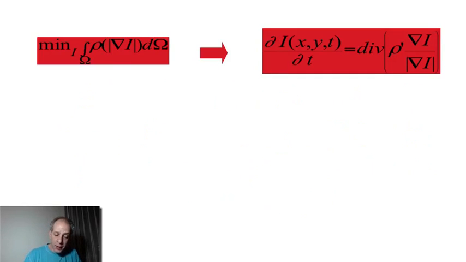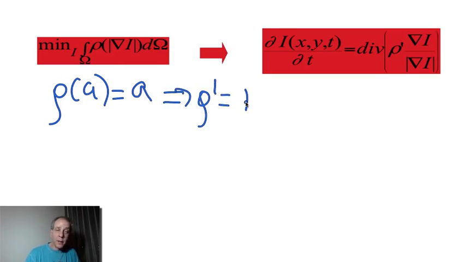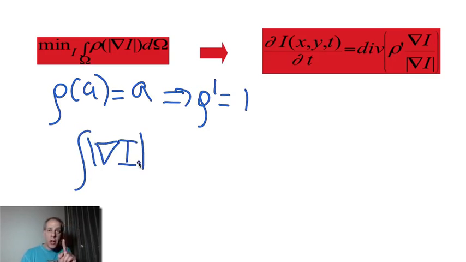Let's just pick, for example, a function rho of a equal a. Just itself, we could take the absolute value of a, but let's leave that technicality aside for a second. Then rho prime is 1. So I'm basically going to try to minimize the absolute value of the gradient. Not the gradient square, the absolute value of the gradient without putting it to the square.